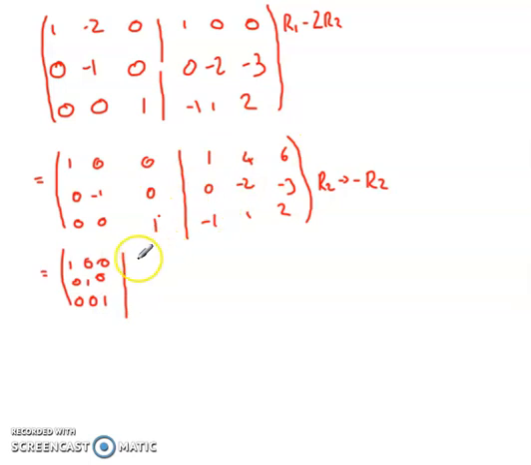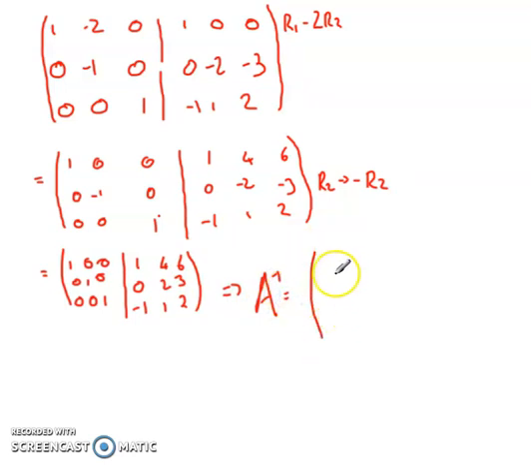The big part is the one on the right. So I'll end up with 1, 4, 6, 0, 2 and 3. Remember, we switched the signs. And -1, 1, 2. So what I can say from that is I know the inverse, A to the -1. It's just going to be given by 1, 4, 6, 0, 2, 3, -1, 1, 2. There we go. We've calculated the inverse.